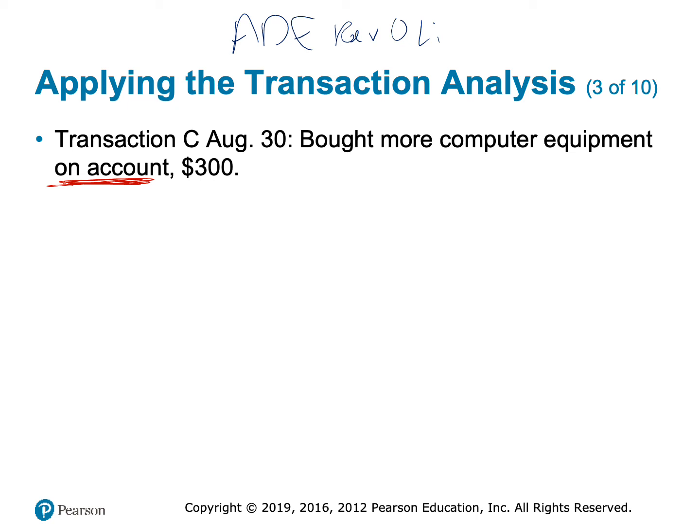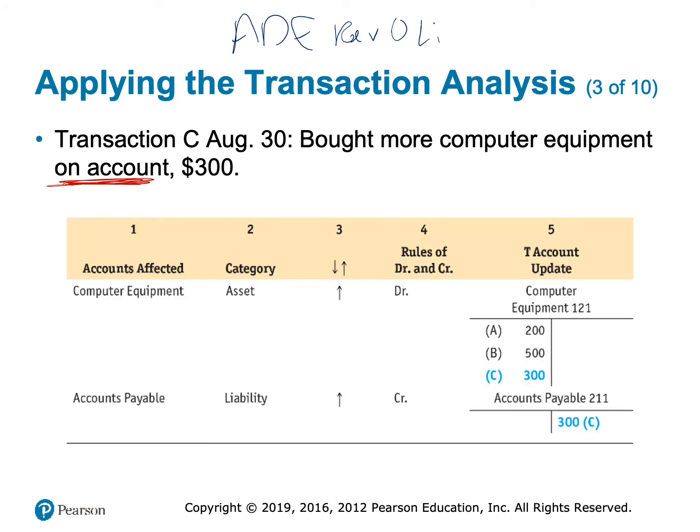So if I'm crediting accounts payable, then by default, I have to be debiting computer equipment. I've got more equipment now than I did before. Equipment is an asset. So assets have increased. Assets have a normal debit balance. So I'm debiting computer equipment and crediting accounts payable.